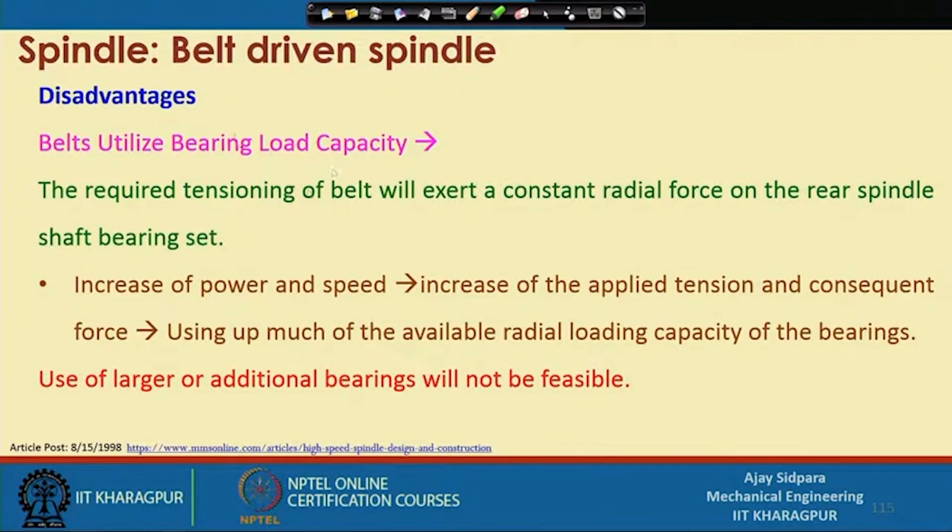So, there are some options like an integral motor spindle, where we can mount the motor itself into the spindle. So, you do not require any type of belt drive or any other motion transmission element. So, let us continue our discussion on integral motor type spindles. This was the last slide, where we saw some of the disadvantages of the belt driven spindle.